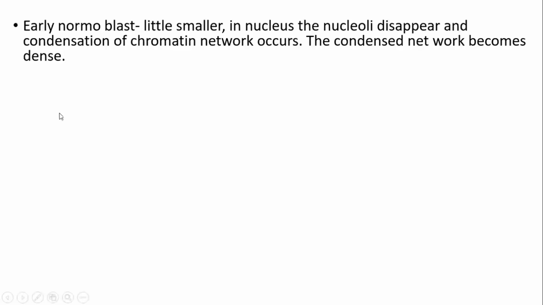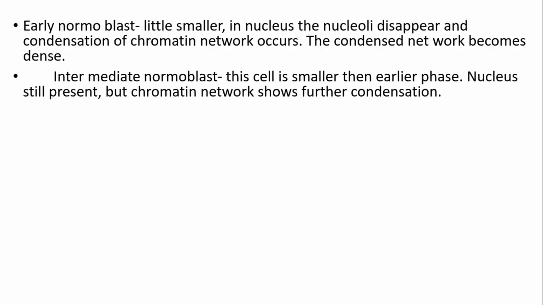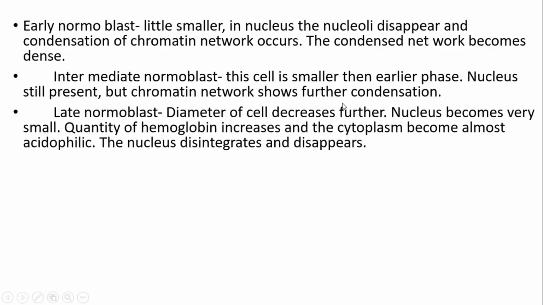The second stage is early normoblast. It is a little smaller, the nucleoli disappear and condensation of the chromatin network occurs. This condensed network becomes dense. Third is the intermediate normoblast. This cell is smaller than the earlier phase. The nucleus is still present, but the chromatin network shows further condensation. Next is the late normoblast. The diameter of the cell decreases further, the nucleus becomes very small, the quantity of hemoglobin increases and the cytoplasm becomes almost acidophilic. The nucleus disintegrates and disappears.